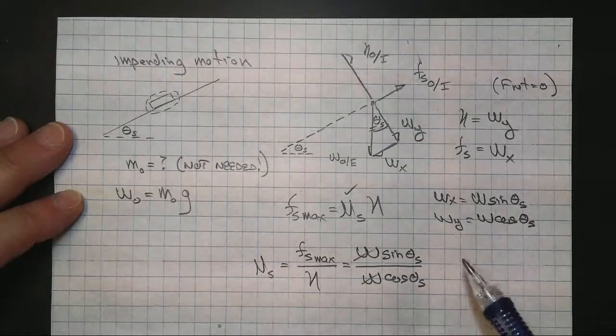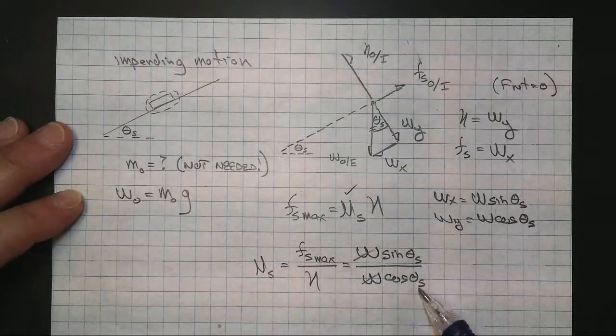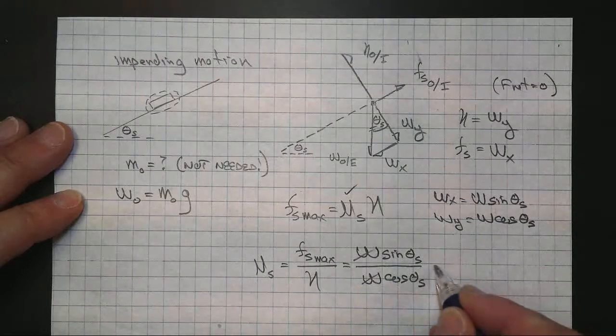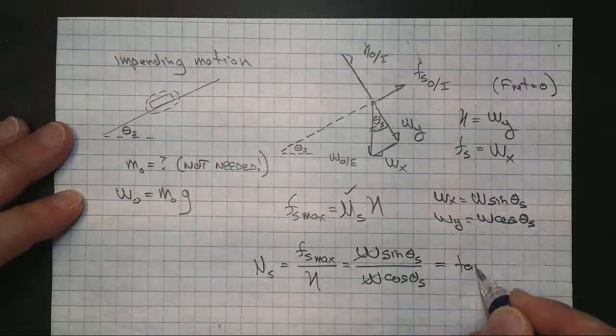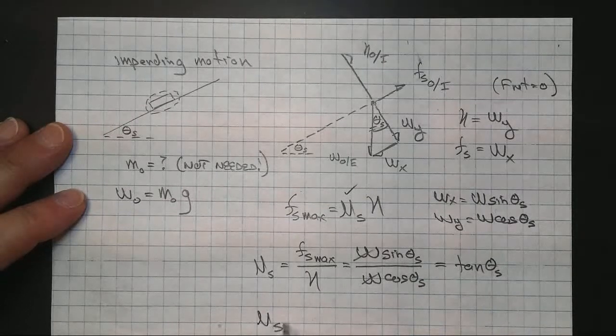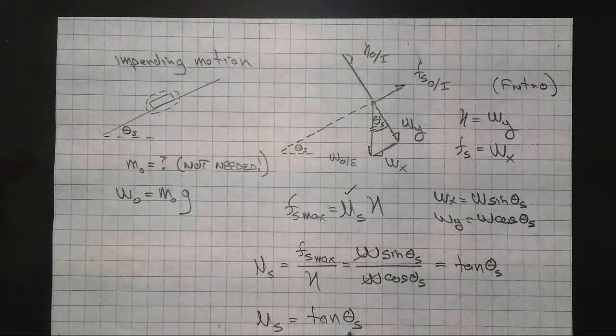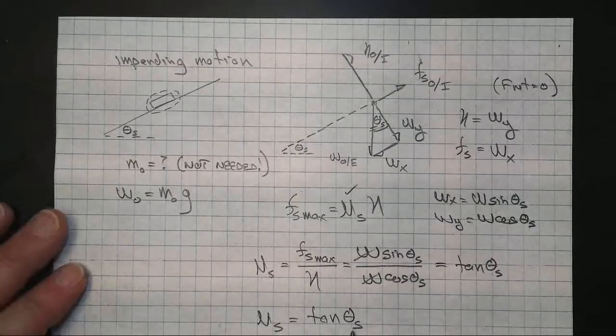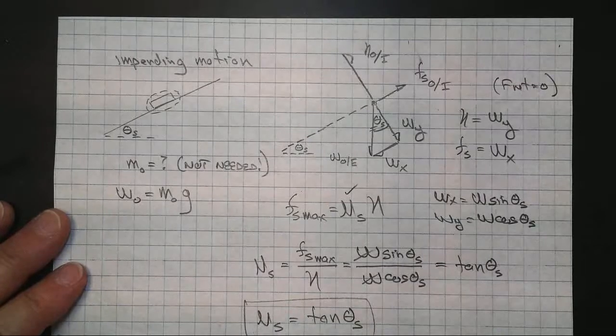So we know that mu sub s equals the sine of theta sub s over the cosine of theta sub s. But if we know our trig identities, we should recognize that sine theta over cosine theta equals the tangent of theta. So mu sub s equals the tangent of theta sub s. Bringing all that down, mu sub s equals the tangent of the angle of the incline. If you know your angle measurement for when things start to slide, you can put that in and find your coefficient.